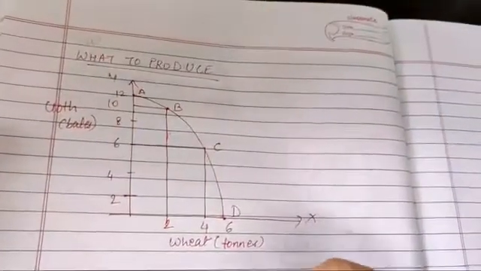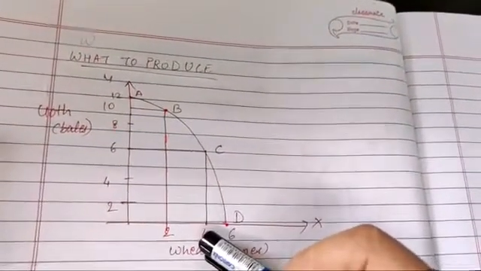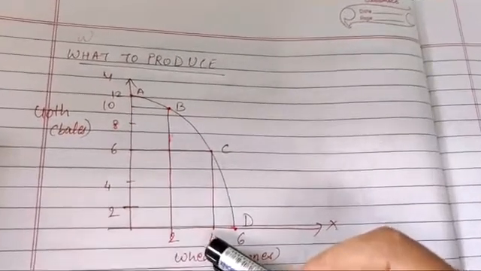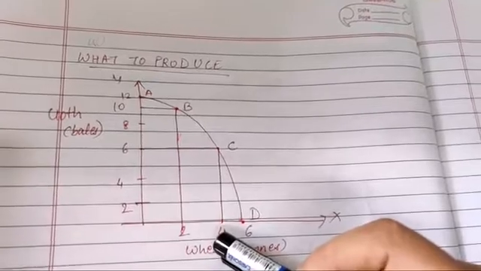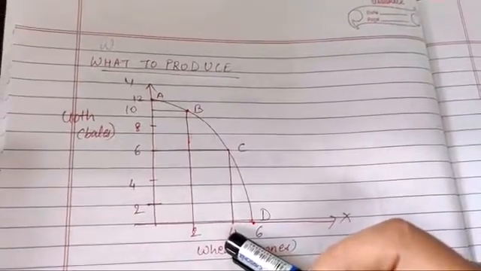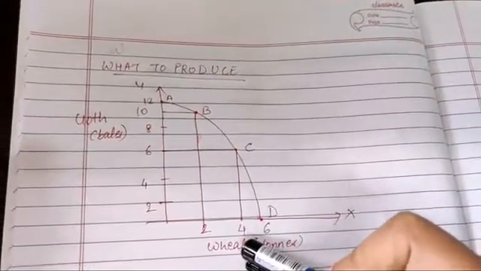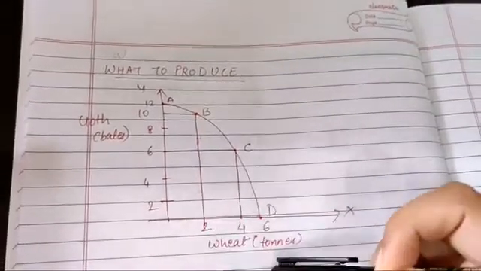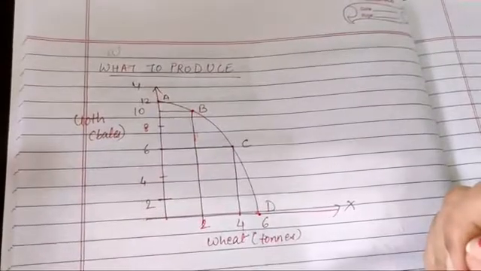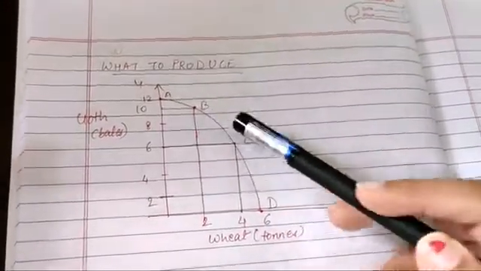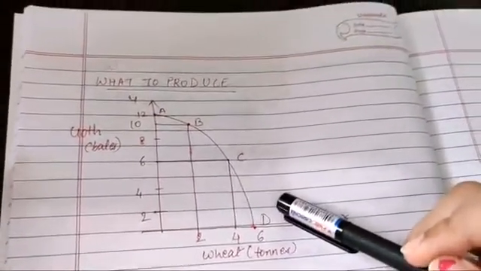Now we will see how PPC illustrates the three central problems of an economy, that is what to produce, how to produce, and for whom to produce. Now starting with the first topic, that is what to produce. I have drawn a graph here of clothes and wheat, where clothes is on the y-axis and wheat is on the x-axis, and I have drawn the points A, B, C and D. Now I will explain.